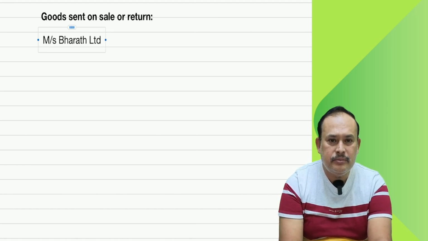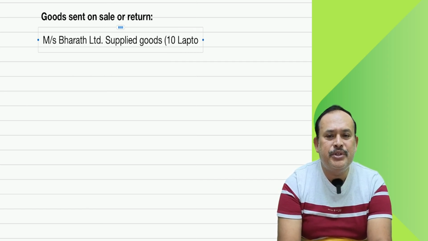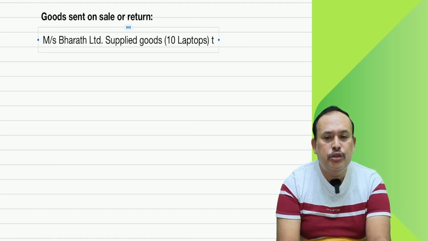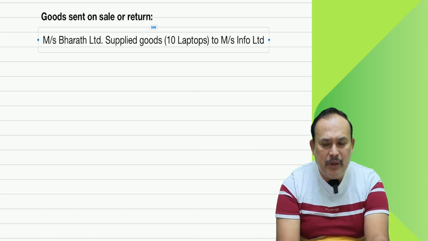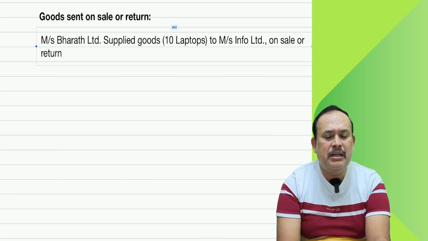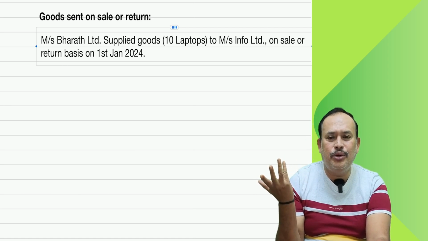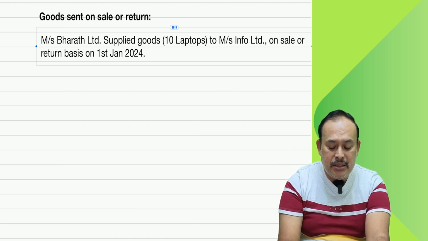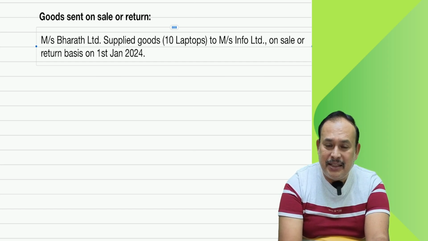let us say, Mrs. Bharat Limited supplied goods, that is 10 laptops, to, let us say, Mrs. Info Limited on sale or return basis on 1st January 2024. If there is a case, my dear, that is not a supply. That is not a sale also, as you are aware of that. Am I right? Further. So, up to this, in the given case, it is not a supply. As on that, it is not a supply. Very good.